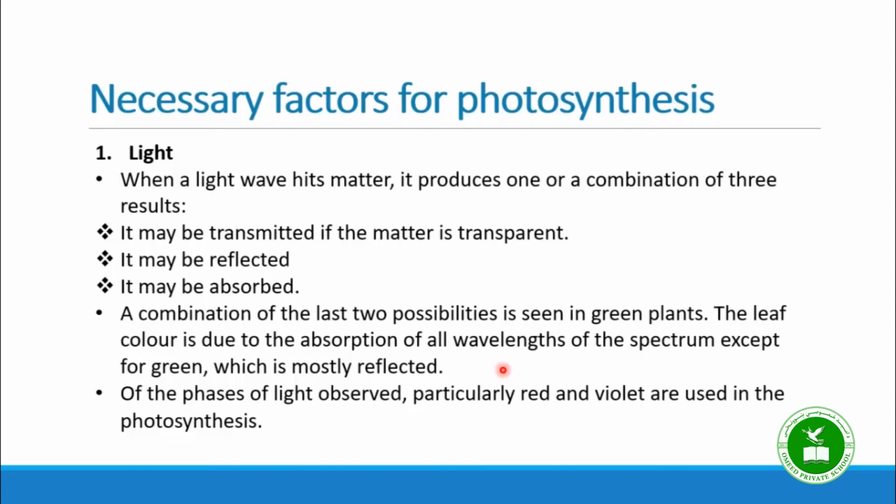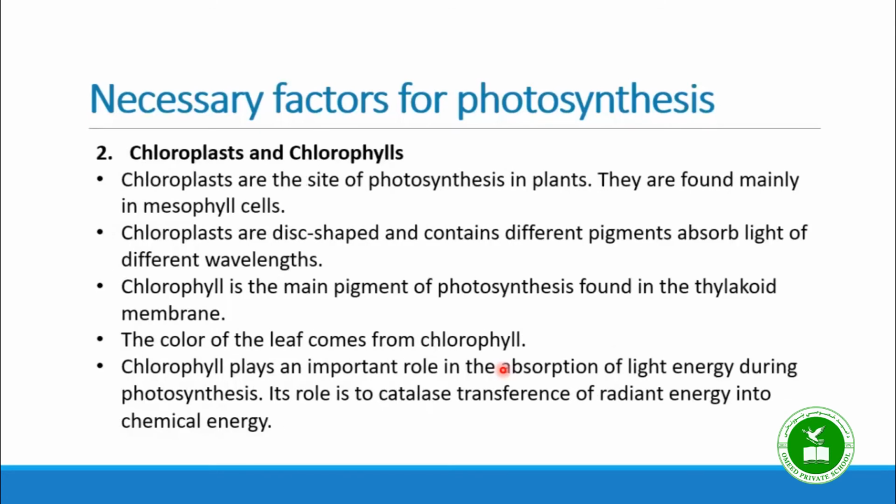So in the plant or in the leaf, the green color is reflected, so it gives the green color to the leaf. Of the light absorbed, particularly red and violet are used in photosynthesis. In photosynthesis, the lights that are absorbed are red and violet, and they are used in photosynthesis.